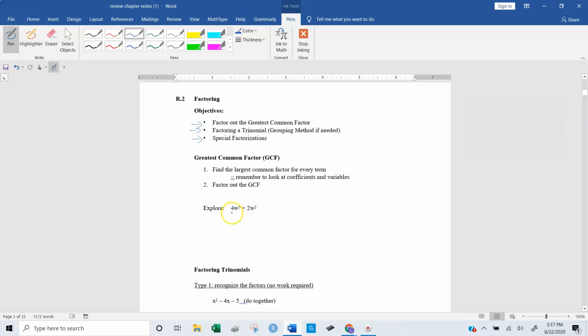Okay, when you did this, you should have looked at the numbers first. So you should have had the 4 and the 2, and you said, hey, 2 was the highest. Then you should have looked at your w. So we had 5 w's and 2 w's. You should have taken out a w squared. Now, when you take out a 2w squared, the remaining, so you're actually dividing here by 2w squared, gives you a 2w cubed.